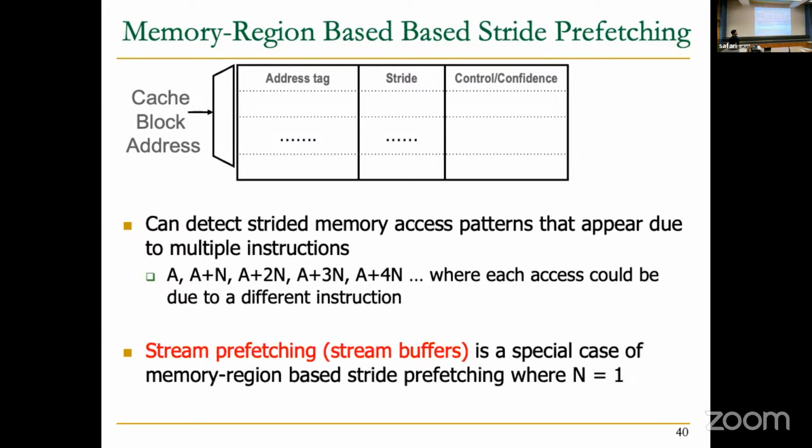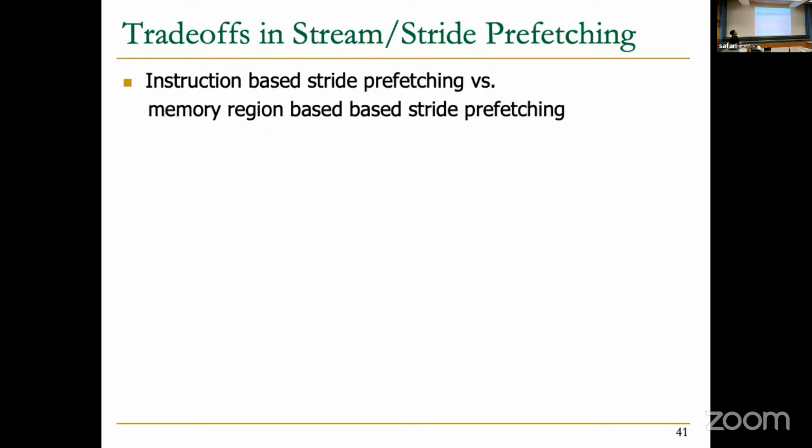Okay. So stream prefetching, especially with stream buffers, is a special case of memory-region-based stride prefetching where the n value is 1. An n value of 1 means you're just going to prefetch the next one. Okay. So for the stride prefetcher, what are the trade-offs?